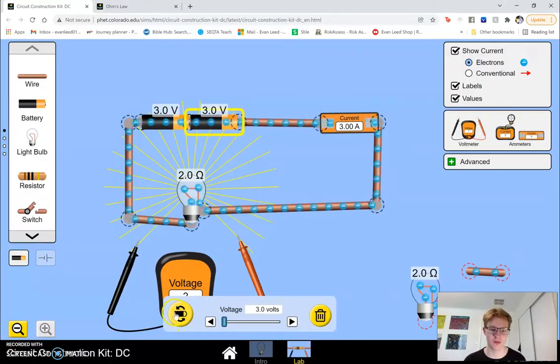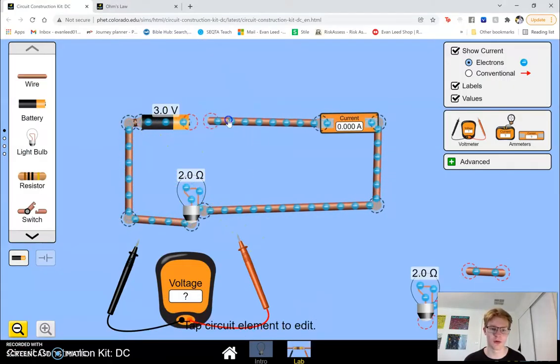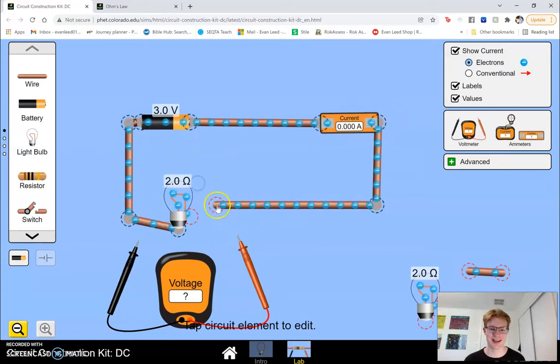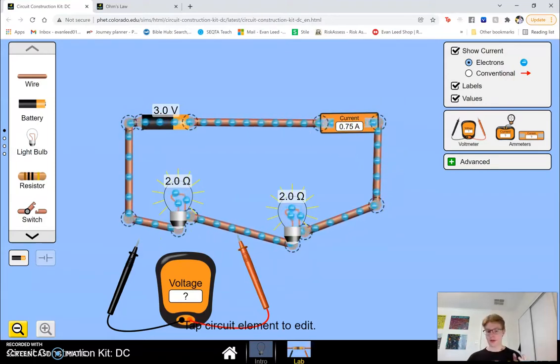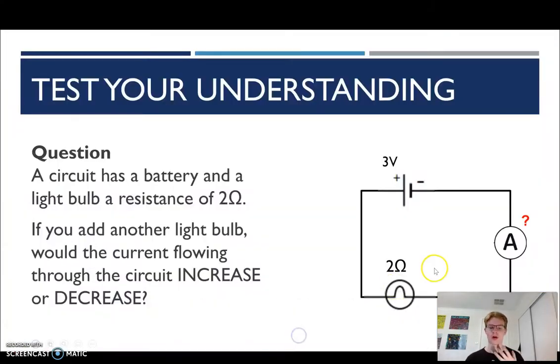So let's just first remove this battery. So current is currently 1.5 amps. Let's add in another light bulb. Here we go. It's now 0.75 amps, and you'll see the electrons are traveling through so much more slowly. All right, so that shows that adding in more components increases the resistance, thus decreasing the current, makes it slower.